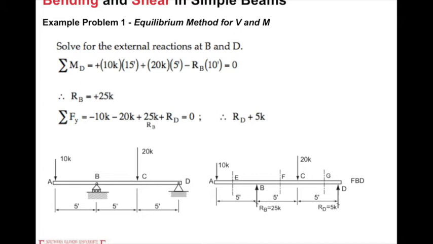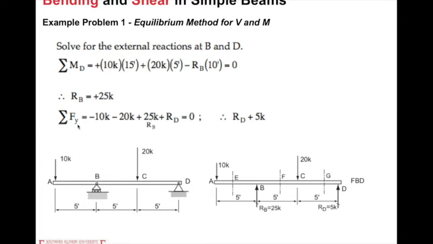So this is the overhanging beam, and then we draw the free body diagram for the entire structure. Based on the equilibrium equation, for example, based on reference D, we can calculate the sum of the moment equal to 0, and we can get RB, the support reaction at point B, the vertical RB, is positive 25K.